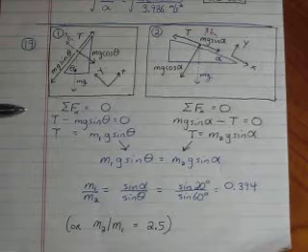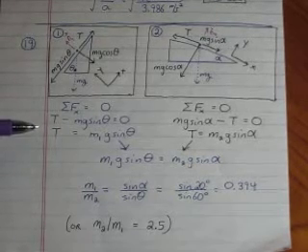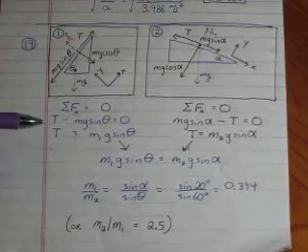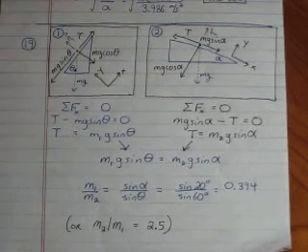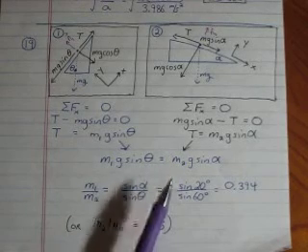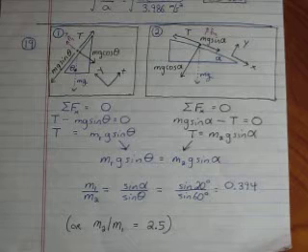So from each object I've got an expression for tension in the rope. Let's set those equal to each other, because the tension over here is equal to the tension over here. So when we set those expressions equal to each other, we get m1g sine theta equals m2g sine alpha.